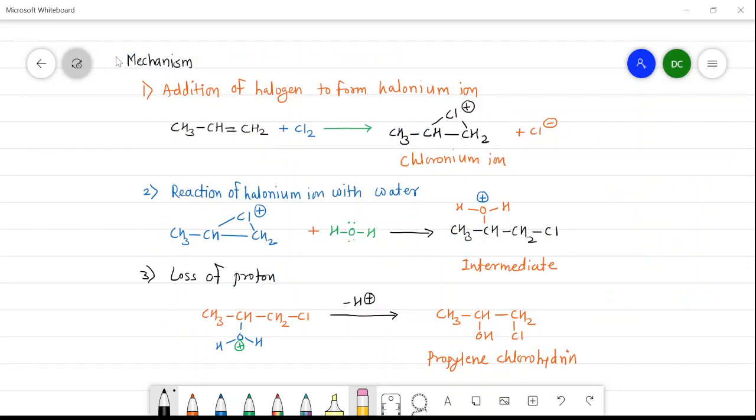The addition of hypohalous acid involves the first step in which there is addition of halogen to form a halonium ion. So the halogen is added in the first step. That's why there should be a formation of halonium ion, because the halogen possesses a lone pair, as we have discussed in the mechanism of halogenation. So propene reacts with chlorine to form chloronium ion after the formation of pi complex. Pi complex will convert into the chloronium ion.